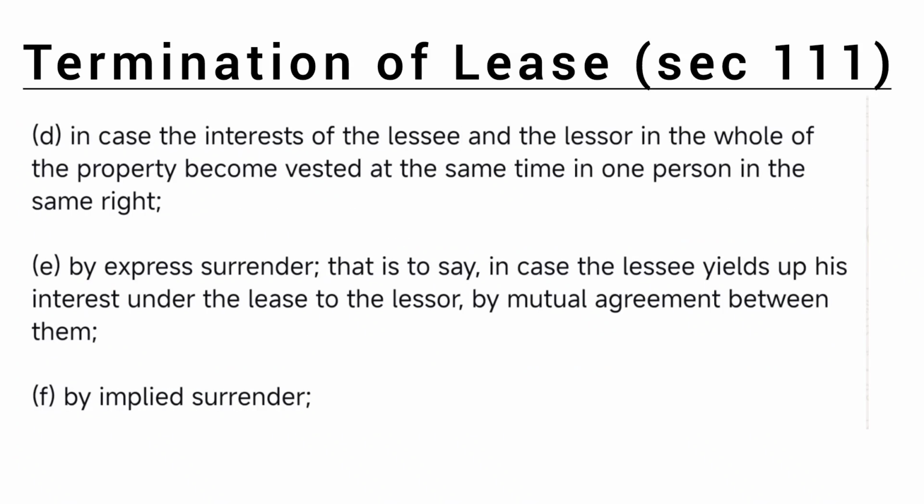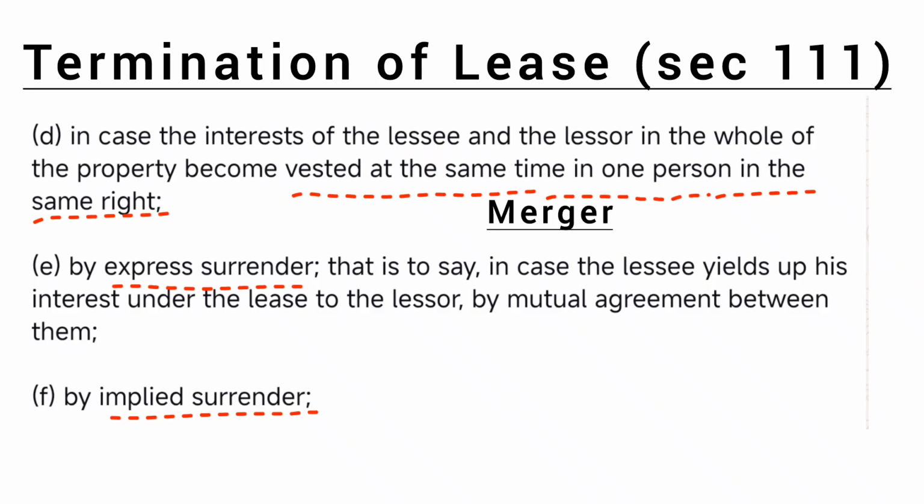A lease can also end by merger. Maybe the property of the lessor and the property of the lessee, both their interest has been merged into a single individual person. A lease can also end by the method of express surrender of the lessee, when a lessee relinquishes the interest to the lessor.